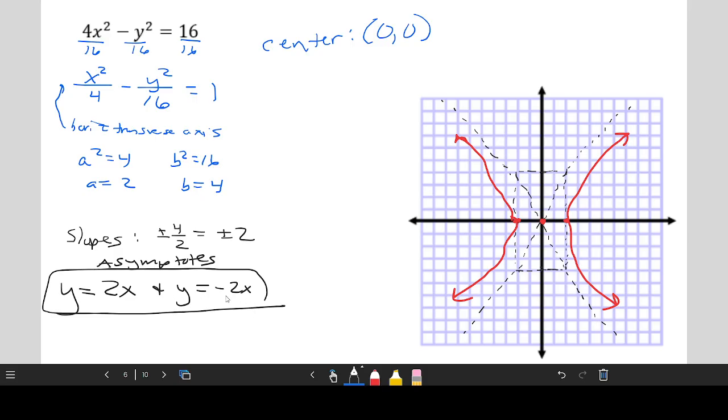So I just used slope-intercept form there since the y-intercept was easy to find. So m is the slope, b is the y-intercept, and the y-intercept here was 0.